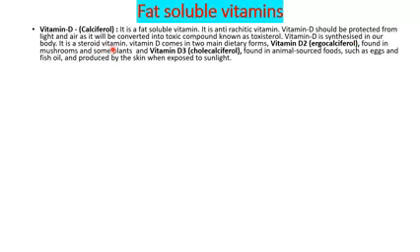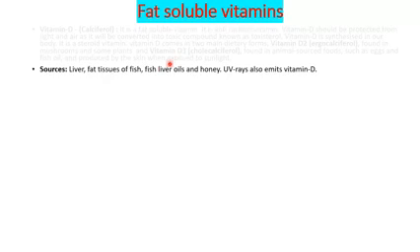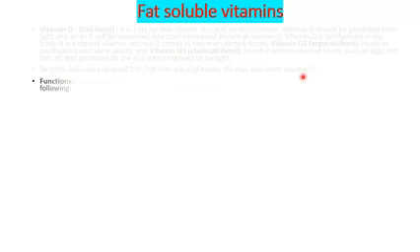Okay, it is a steroid vitamin. The other two vitamins are not steroids. This vitamin is a steroid. Vitamin D comes in two main dietary forms: vitamin D2, ergocalciferol, and vitamin D3, cholecalciferol. So vitamin D2 is found in mushrooms and some plants. Vitamin D3 is found in animal source foods, for example, eggs and fish livers, and is produced by the skin when exposed to sunlight. So sources: liver, fat tissues of fish, fish liver oil, and honey. UV rays also produce vitamin D.